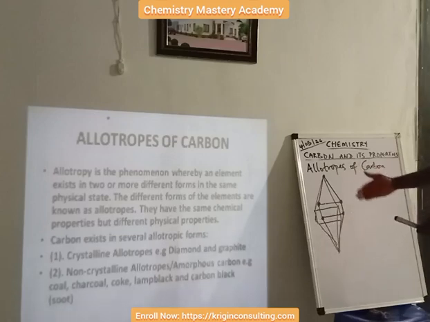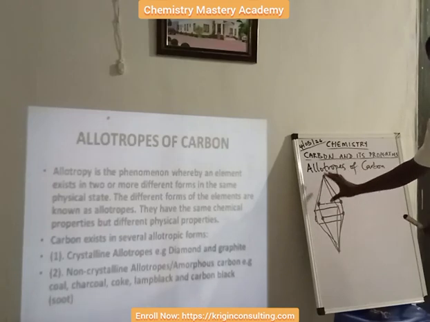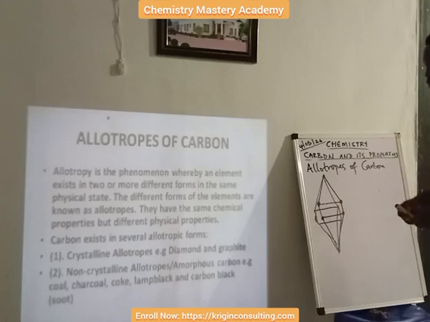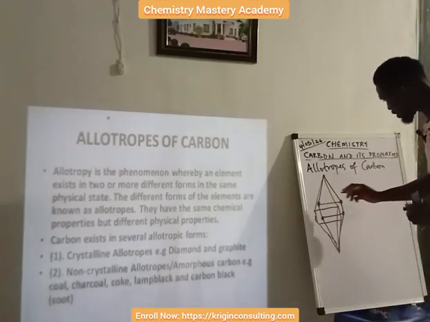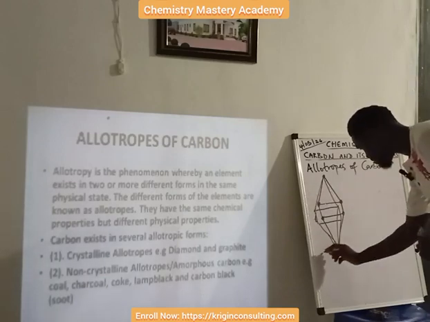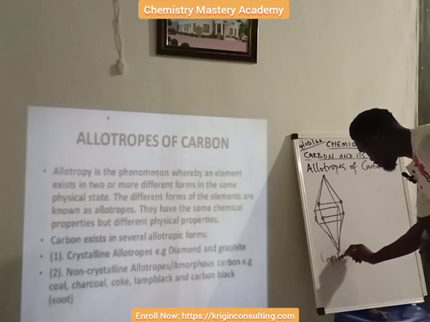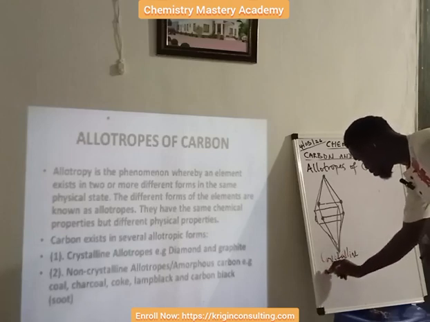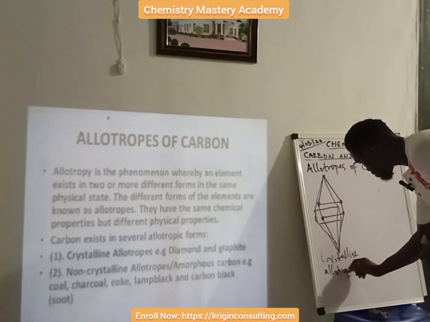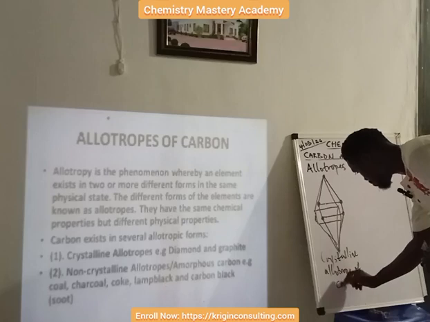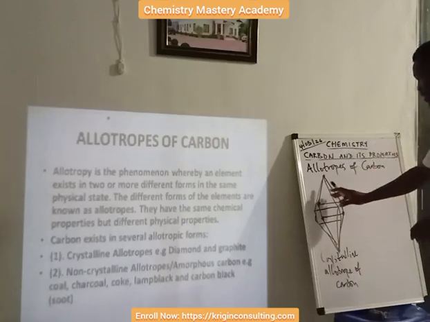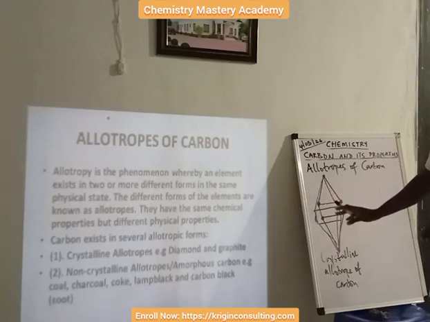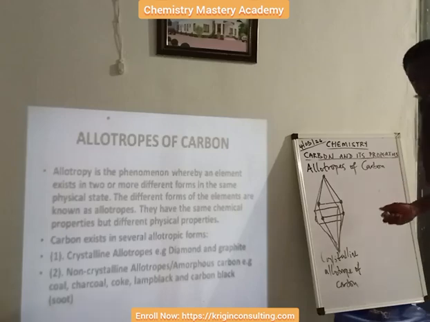So, a regular repeating pattern. That's why we said this one is a crystalline allotrope of what? Carbon. Then we have the non-crystalline allotrope of what? Carbon. Let's write this. This is a crystalline allotrope of carbon. Then we have the non-crystalline. Now, for the non-crystalline, the particles are not arranged in this regular repeating pattern. They are kind of haphazard, just like we have in gases.